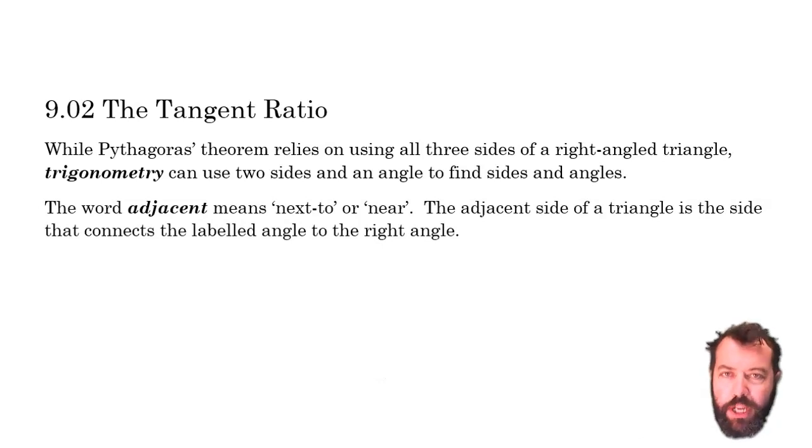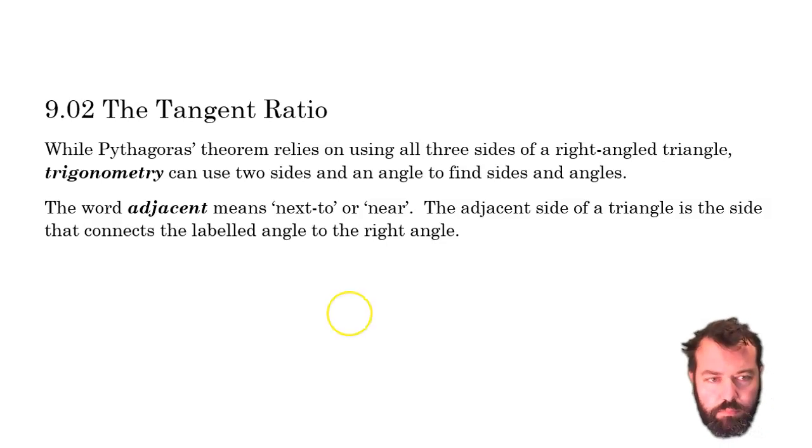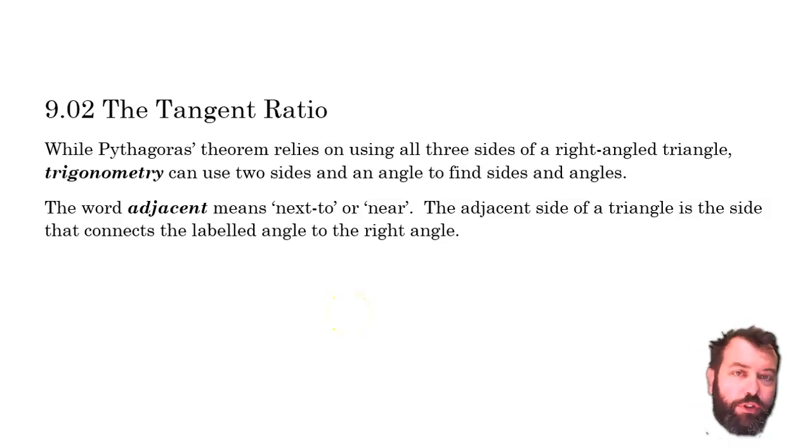We're going to talk about the adjacent side, and adjacent means next to or near. The adjacent side of a triangle, when we're doing trigonometry, is the one that's connected to both the labelled angle and the right angle. The one that goes between the angle and the right angle is the adjacent side.